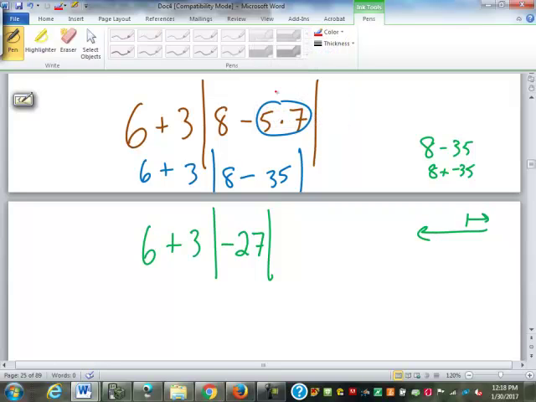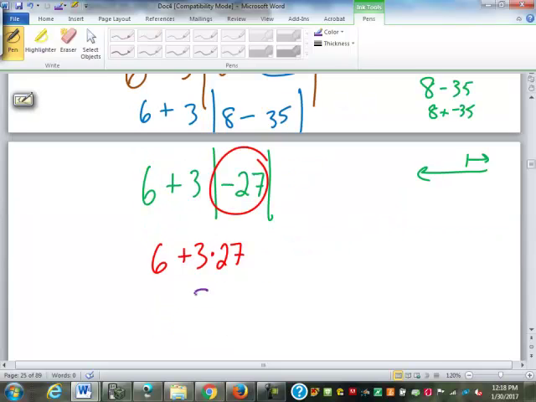Now we're down to a single number inside the absolute value. We can get rid of it. Just like with the square root, though, when we get rid of the symbol, we have to do the operation. What is the absolute value of negative 27? Positive 27. Good. So now we have to put in the multiplication just like we do with parentheses or the square root. So then we have 3 times 27 is 81. And 6 plus 81 is 87.